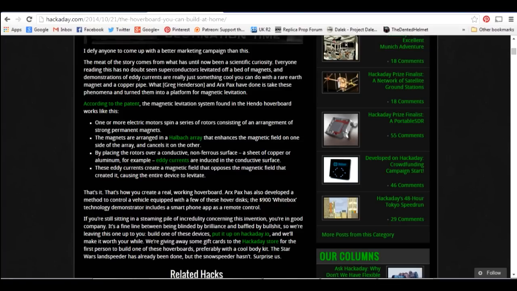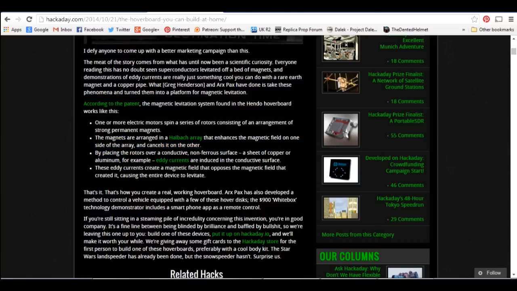So what they've said is basically that we've got some electric motors spinning rotors with permanent magnets. And obviously that gives us the motion of the magnets above the copper sheet that we saw on the Kickstarter. So that's probably how they're moving the magnets. That's inducing an eddy current, which is making an opposing magnetic force, and that's how it's floating. They've said that the magnets are arranged in a Halbach array, which makes more magnetic field on one side than the other. We'll have a look at that in a moment.